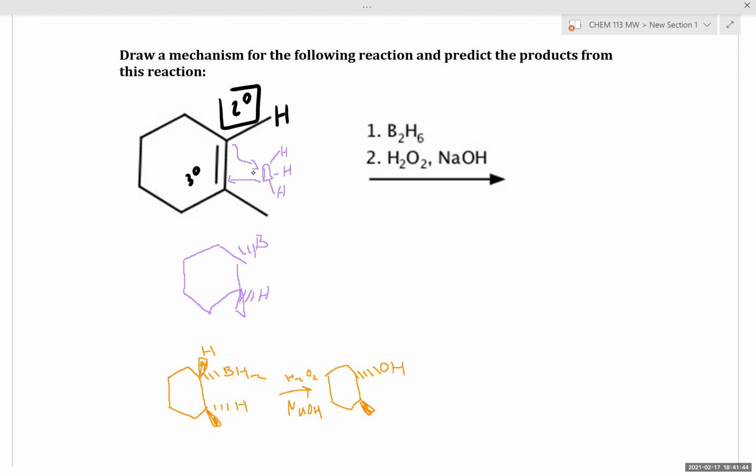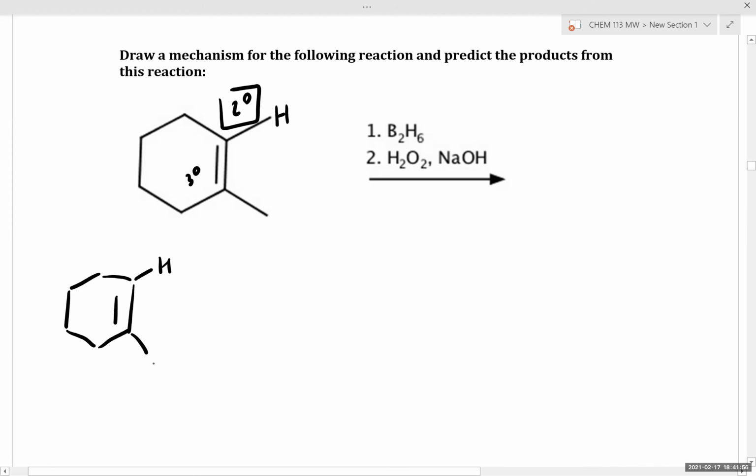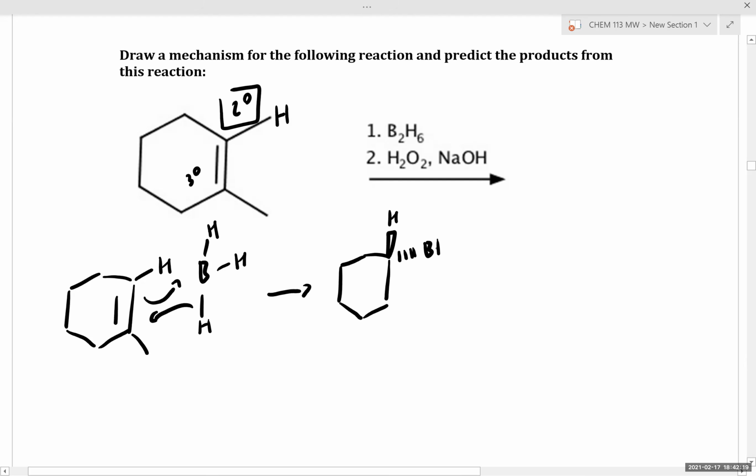Let me just redraw them using the instructor annotation. So for our first step, boron will add to the least substituted carbon, and the boron and hydrogen are installed on the same face. So we're going to arbitrarily say that our boron and hydrogen are going to be installed on the bottom face. You will just as easily see the enantiomer.